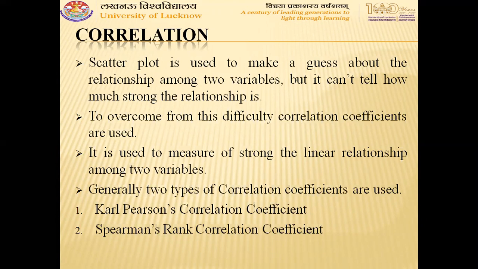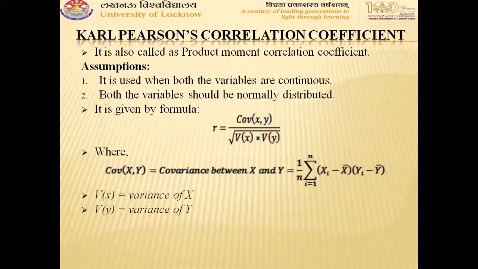Always remember, correlation is used when variables are supposed to be linearly related. Generally, two types of correlation coefficients are used. One is called Karl Pearson's correlation coefficient, the other is called Spearman rank correlation coefficient. Karl Pearson correlation coefficient is also called product moment correlation coefficient or Karl Pearson's product moment correlation coefficient.